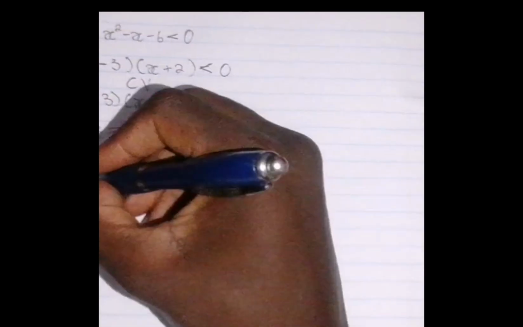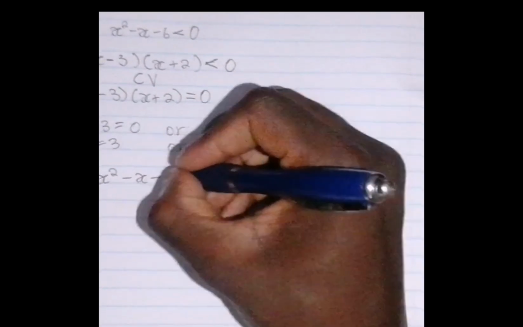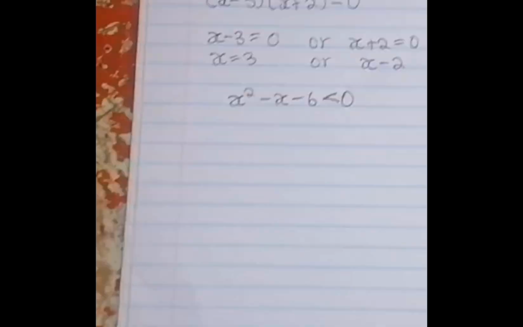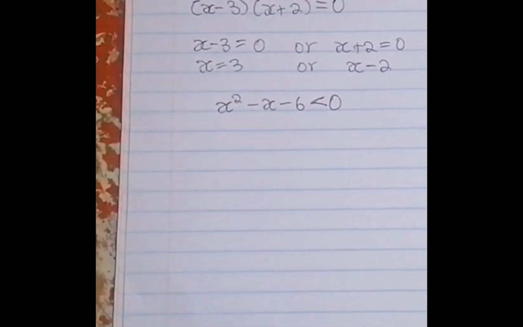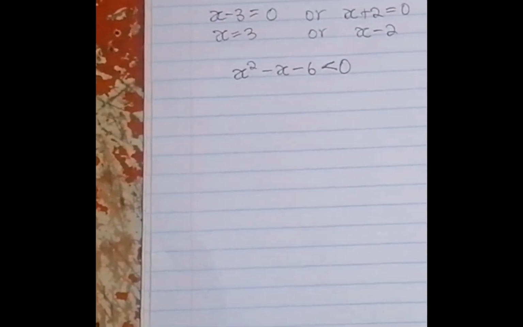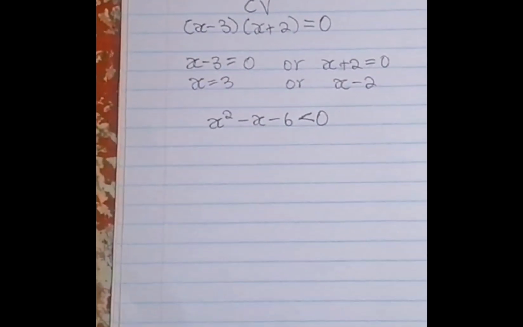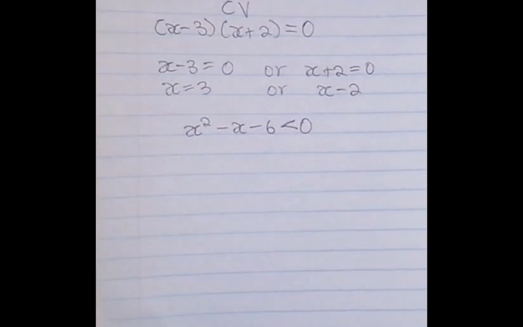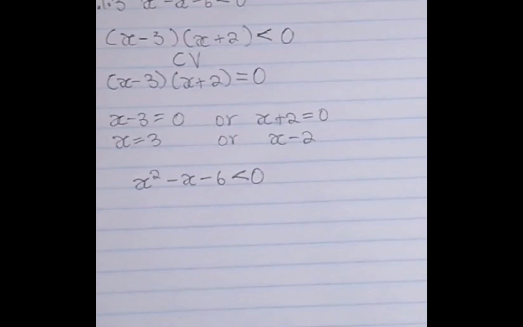Now we go back to the initial equation which we had. You write it down, which is x squared minus x minus 6 is less than 0. Now because this was an inequality, it means that you're supposed to draw a graph of the critical values that you have gotten in your answers. The graph is either going to be concave up or concave down. Now that is decided by the value of x squared. Now the value of x squared is positive, so if it's positive then it's going to be concave up.